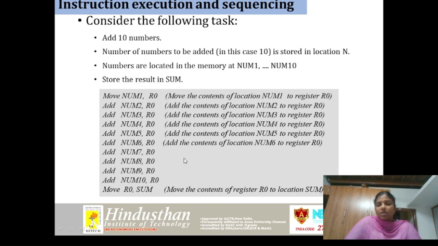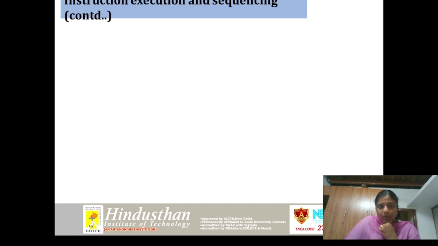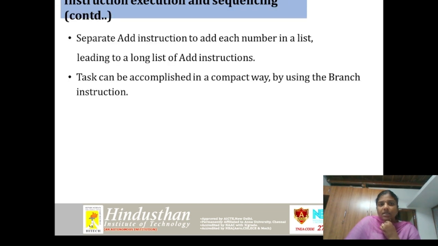So what is the issue in this? There will be a large number of programming steps, which creates a problem, because it takes a lot of memory storage. For every instruction there will be a particular storage, and there will be a lot of memory occupation. In order to solve this problem, as given here, a separate add instruction to add each number in a list leads to a long list of add instructions, and this task can be accomplished in a compact way.